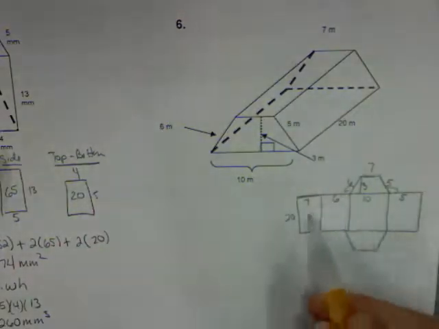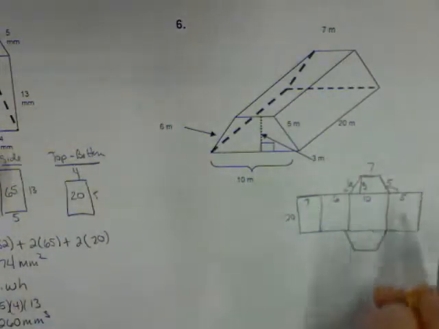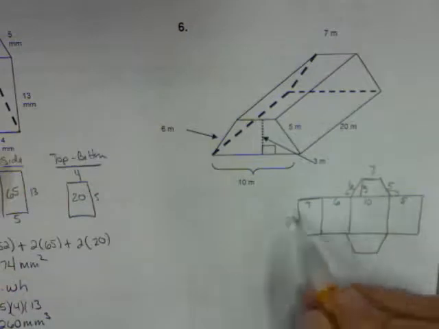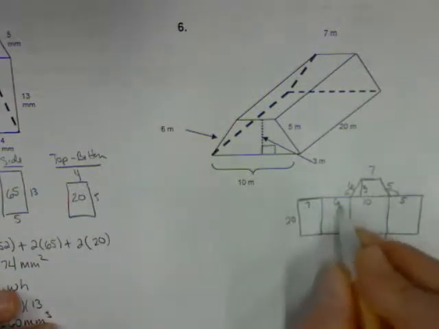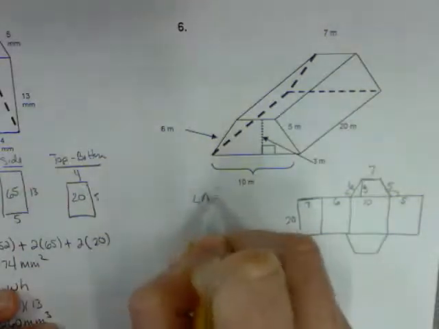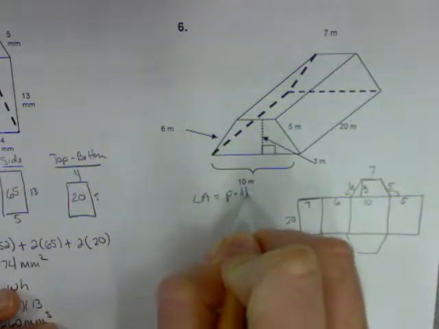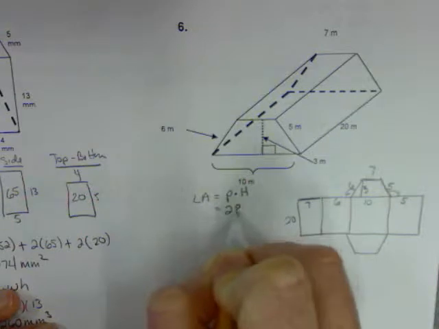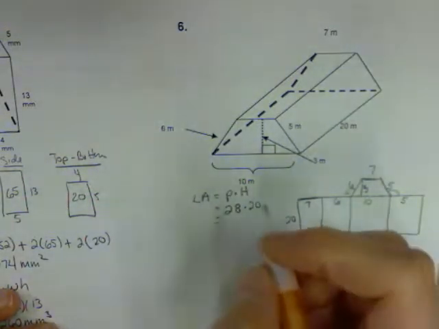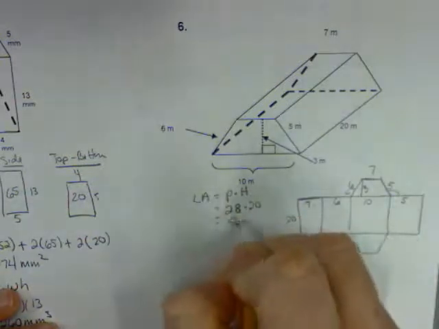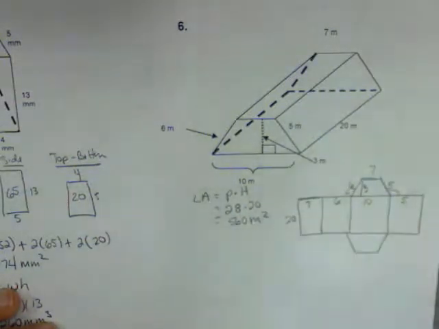So we can do the area of each one of these and add them together for the lateral area, or you can just add up the length of the whole rectangle and multiply it by 20. The whole length of the side is 28. These added up is 28. So our lateral area is going to be the perimeter of our base times our height, which is 28 times 20 for the height, which will give us 560 meters squared.